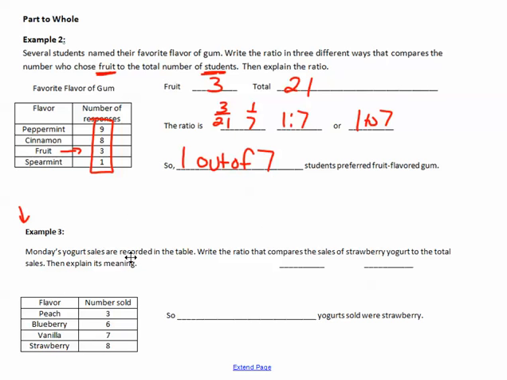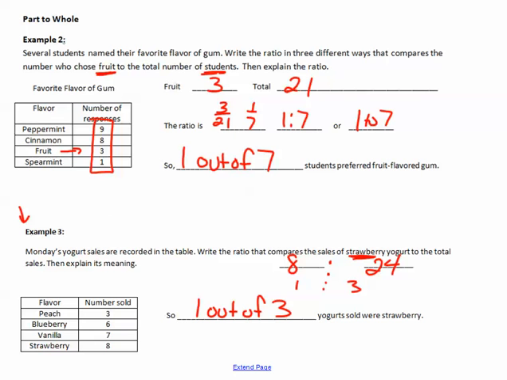Monday's yogurt sales are recorded in the table. Write the ratio that compares the sales of strawberry yogurt to the total. Strawberry to the total, and then say what it means. Pause the video and come back. All right, check your answer. So it was an 8 to 24 ratio. 8 out of the 24 liked strawberry yogurt. So I simplified that and it became 1 to 3. So 1 out of every 3 yogurts sold were strawberry.